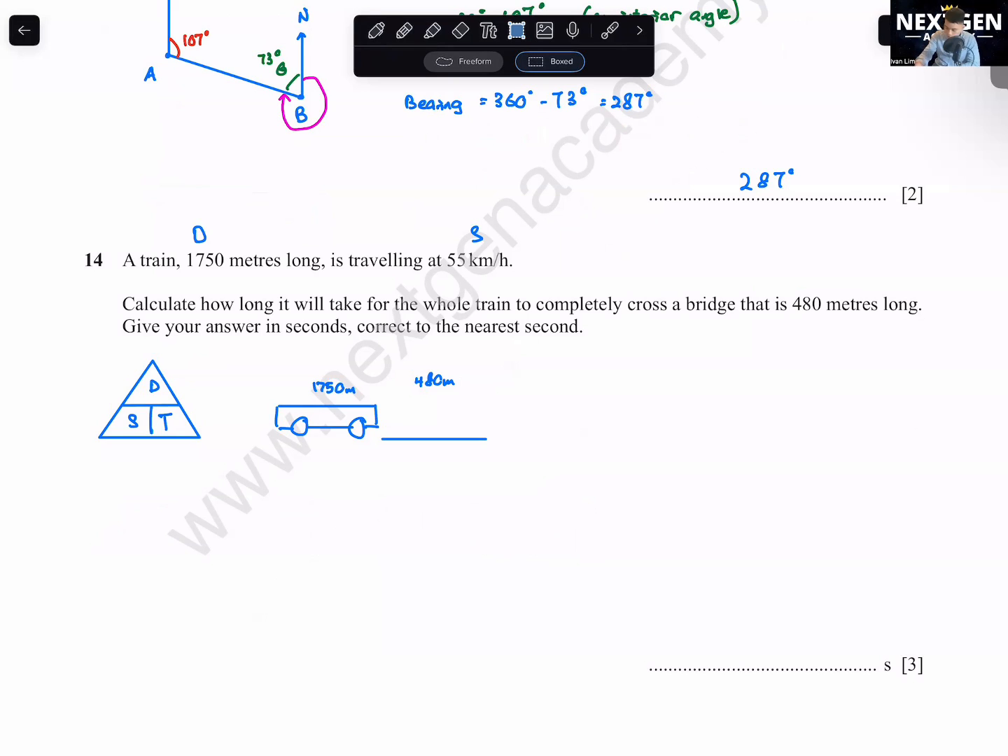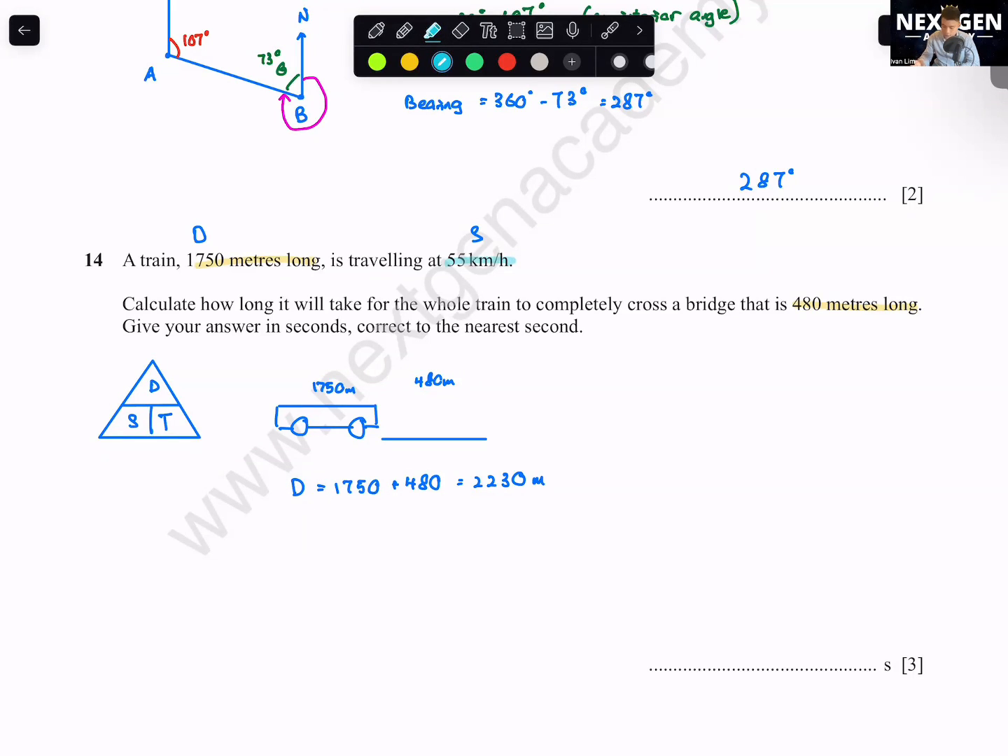They're also testing you on conversion of units here. Okay, let's write down the distance first. Distance is equal to 1750 plus 480, which is equal to 2230 meters. You look here, this and this are in meters.